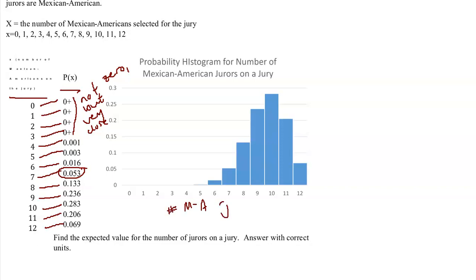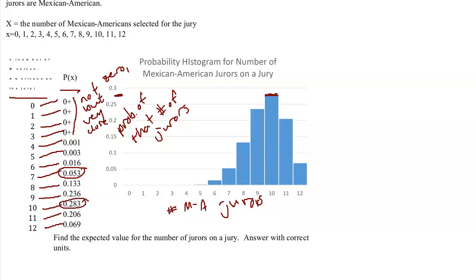The probability, this got shifted somehow, so 0, 0, 0, 0, 4, 5. The probability of getting exactly 7 Mexican American jurors on a jury is 0.053. Just want to make sure I clearly see which goes with which. Here we have a histogram showing these values and the probability of them occurring. On the x-axis, we have the number of Mexican American jurors, and on the y-axis, the probability of that number. The probability of getting 10 jurors is somewhere between 0.25 and 0.3.